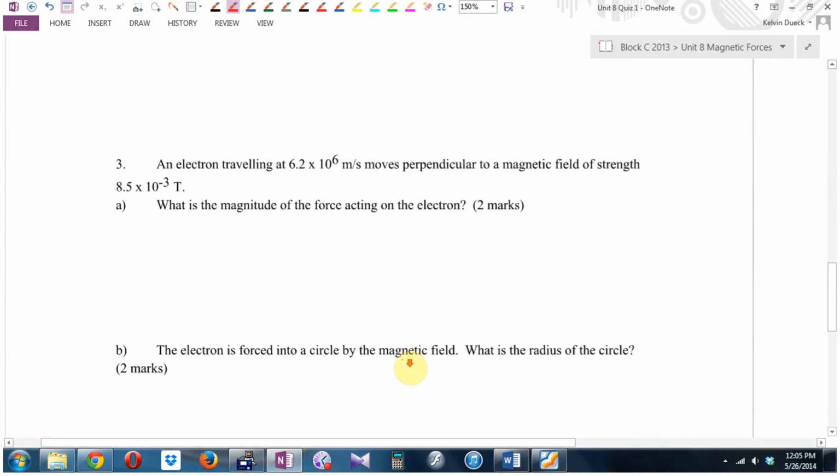Next page. Electron, okay. You know what? It's going to be QVB. It wants the magnetic force. Piece of cake. Q, it's an electron.